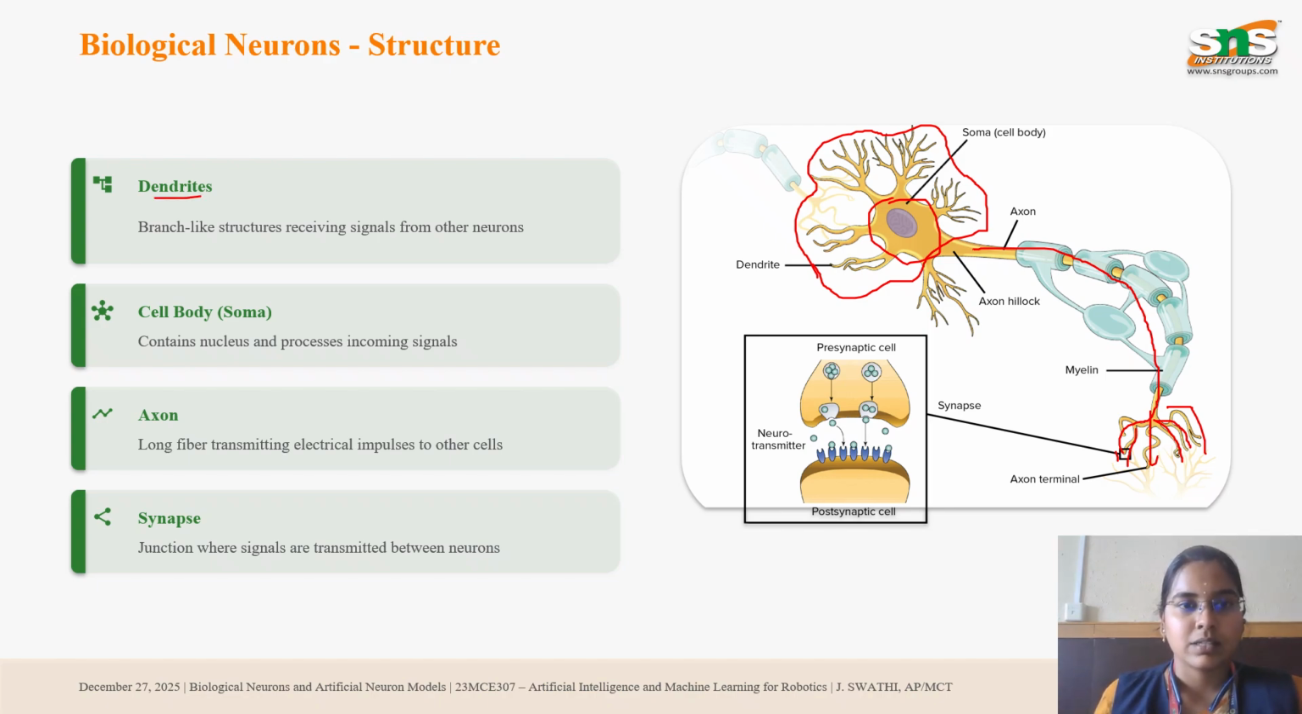We know dendrites are the receiver of the signals. It's a branch-like structure receiving signals from the other neurons. You can see it like a root. The cell body, in the center, is also called the soma, contains the nucleus and processes incoming signals. The axon acts as an actuator, and it is a long fiber transmitting electric impulses to the other cells. And the last one is the synapse. It is a junction where the signals are transmitted between the neurons. So it has a postsynaptic cell and a presynaptic cell, and in between we have the neurotransmitter.